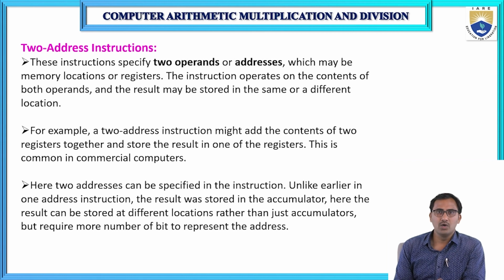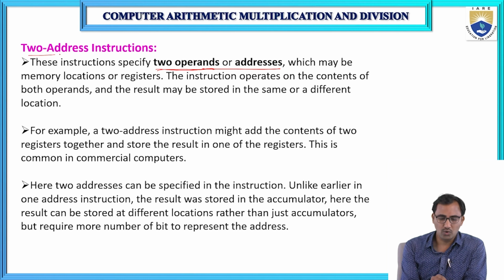And coming to the two address instruction. These instructions specify two operands or addresses. Previously we used to specify only one operand, but here we can specify two operands because of these two address instructions, which may be memory locations or registers.